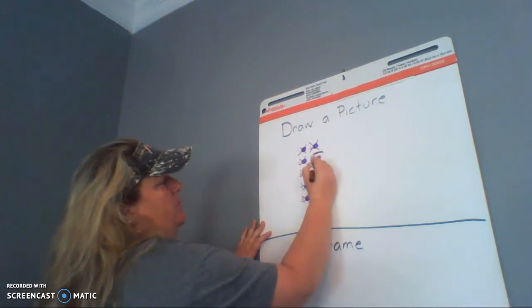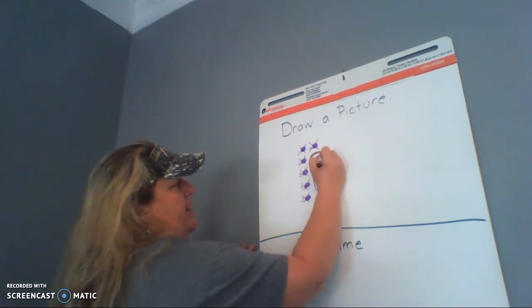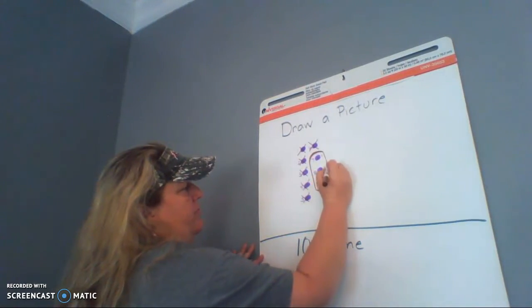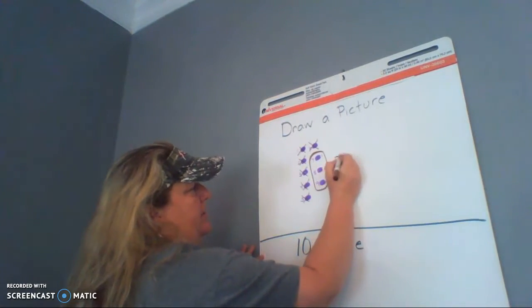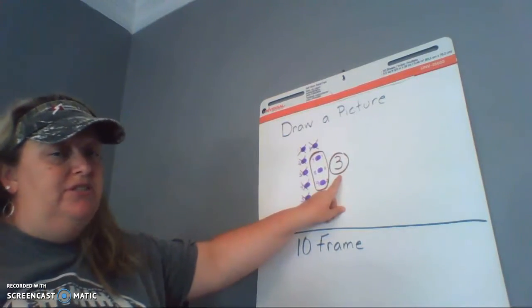And then we circle the ones that we didn't cross off, and that helps us figure out how many we have left. And we have 1, 2, 3. So Mrs. R had 3 paintbrushes left.